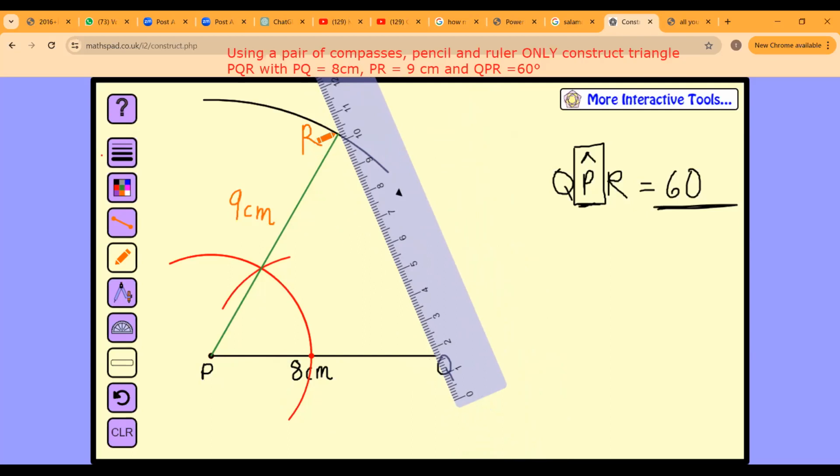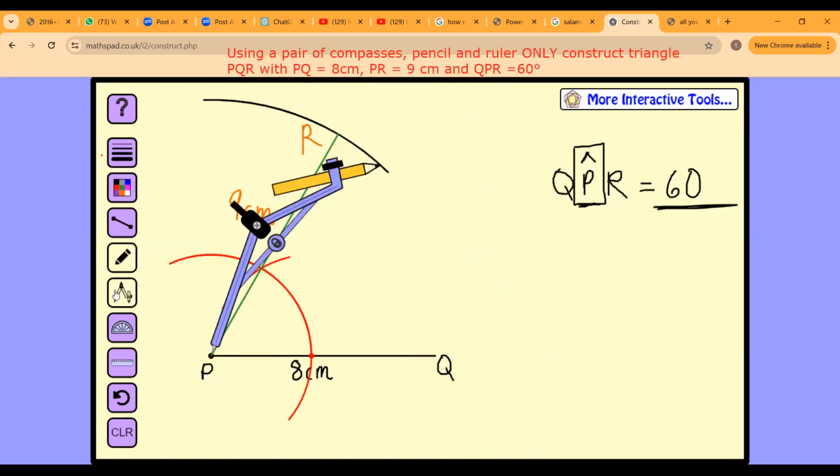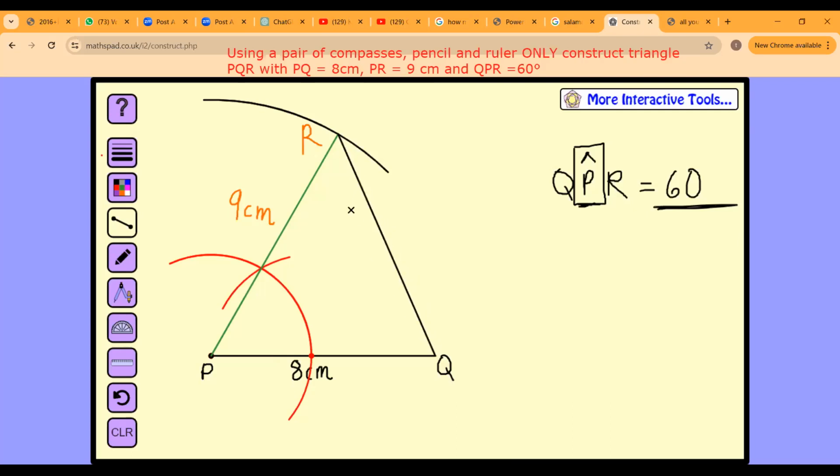So inside of your books, make sure you draw this line right down. Let's do that. I'm going to use a black line to draw a line to connect. And there you have it. And so we have triangle RPQ.